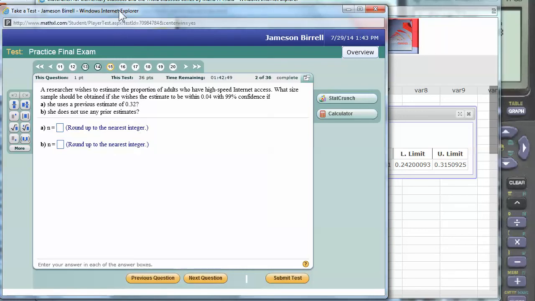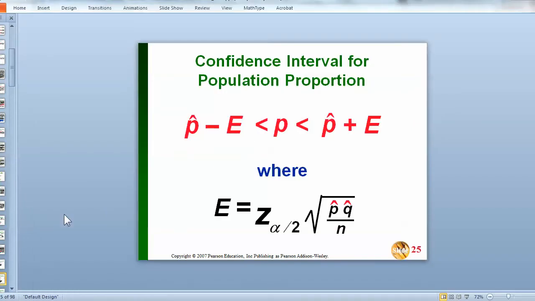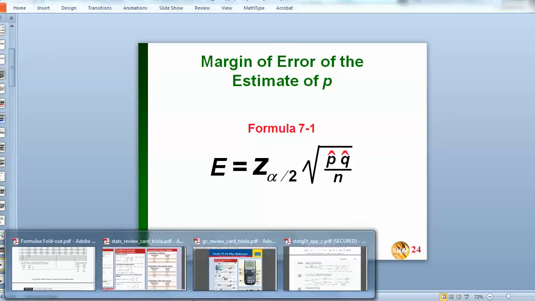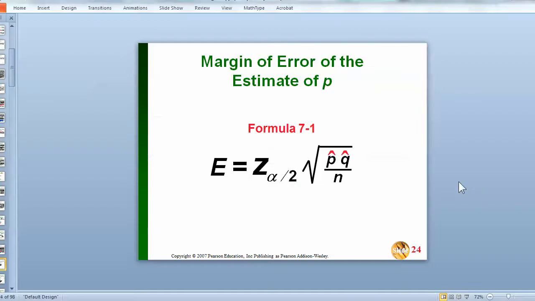I like the ones where you have to reverse the process. So let me go to this. Essentially what she's saying is she knows that she wants this to be within 4 percentage points, 0.04, 4 hundredths. And she knows that the confidence level is going to be 99%. So again, that's a common one. We would use a critical value of 2.575. So that's this number here. And then it's broken up into two pieces.